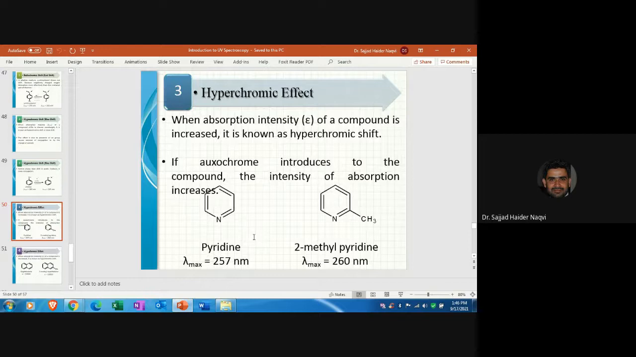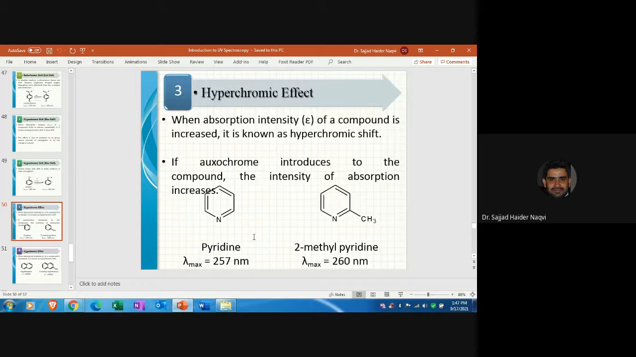The third one is the hyperchromic effect. Now, what is hyperchromic effect? When absorption intensity of a compound is increased, it is known as hyperchromic shift. Now, we are not talking about the shift of the absorption wavelength. Here we are talking about the change of the absorption intensity itself. This is a different aspect. That's why it's called hyperchromic effect.